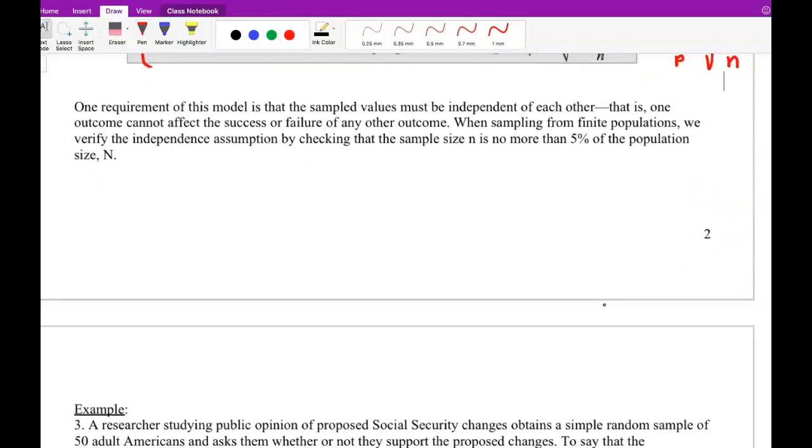Okay, the requirement is that the sampled values must be independent of each other, that is, one outcome cannot affect the success or failure of any other outcome. That's not affecting. And when sampling from a population, we verify the independence by checking that the sample size n is no more than 5% of the population size, meaning that the sample size should be less than or equal to 5% of the population size.